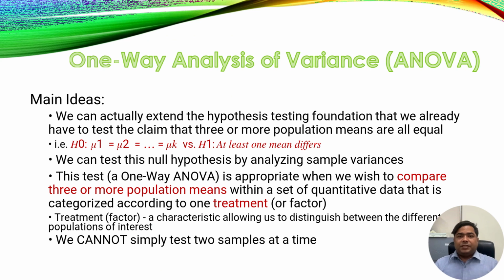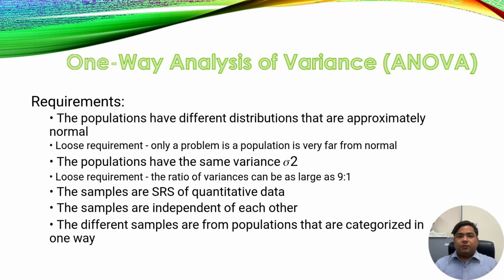We extend hypothesis testing to assess if three or more population means are equal using one-way ANOVA. This involves analyzing sample variances to test the null hypothesis that all means are equal versus at least one differing. This method is suitable for comparing means within quantitative data categorized by one treatment or factor. For a one-way ANOVA, populations should have approximately normal distributions and equal variances, with a variance ratio up to 9:1. Samples must be simple random samples, SRS, of quantitative data, independent, and categorized in only one way.